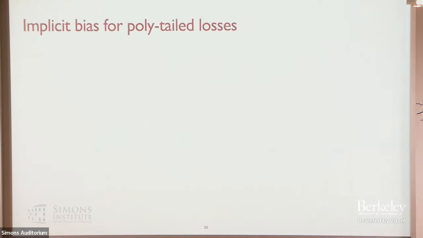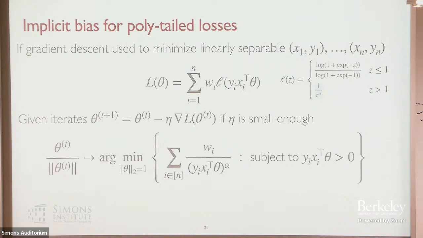What is alpha in the previous slide? Alpha, just think of it as holding for any alpha. Is it related to how the tail behaves? Yeah, alpha controls the decay of the tail. If you think about alpha equals 1, it says that the tail behaves as 1 over the margin.